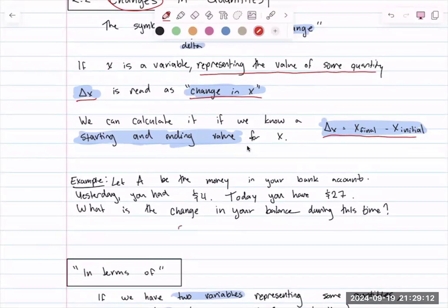Well, I end up with $27. And I started with $4, right? So I had to have gained $23. And this is our change in a, right? Our change in the amount of money in our account.